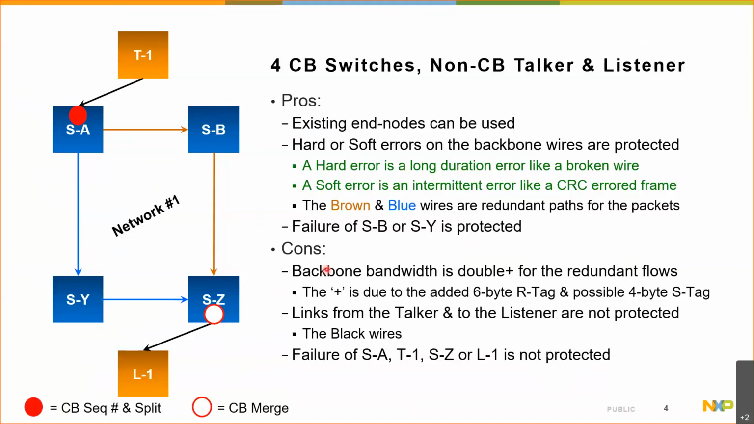Now the cons: the backbone bandwidth is doubled. You can see that you're copying the frame going both ways, actually the whole stream. And I call it double plus because these redundant frames have an R tag, or redundancy tag, added to them, so it's slightly larger. And then the links to the talker and the listener, these black wires, are not protected. And single points of failure are not protected everywhere in the silicon.